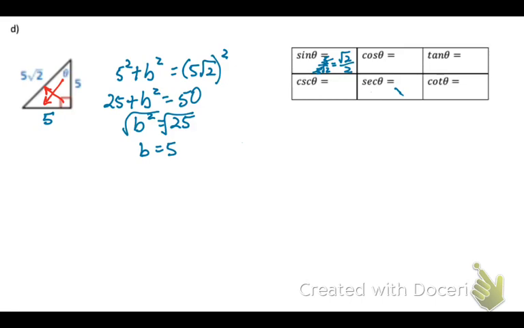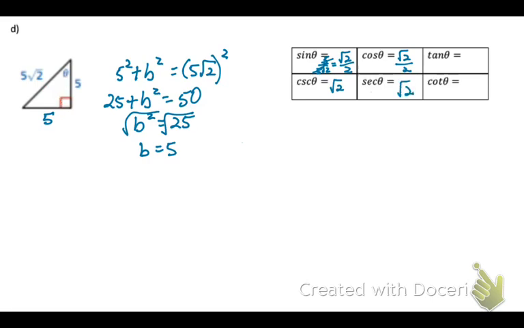Now for the cosecant, I'm going to go back to my original ratio, which is 1 over the square root of 2, and I'm going to flip it. So I have square root of 2 over 1, but I don't need to write that 1 in the denominator. All right, cosine is going to be the exact same thing because those numbers are the same for us. So I'm just going to write them in already simplified.